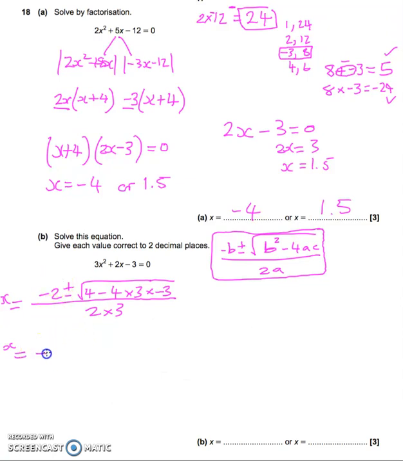But I've got a rubbish calculator, so I'm going to have to faff about a little bit more. And I'm going to type in minus 2 plus or minus the square root of, let's work this bit out, so minus 4 multiplied by 3 is minus 12, minus 12 multiplied by minus 3 is 36, so 4 plus 36 is 40, so that bit is the square root of 40, and 2 times 3 is 6. So now I can type all this into the calculator.